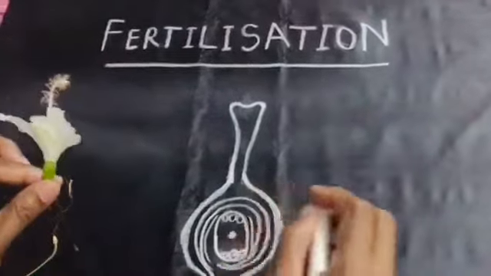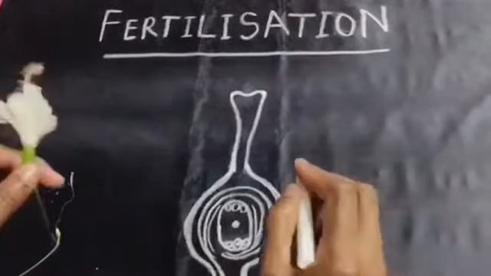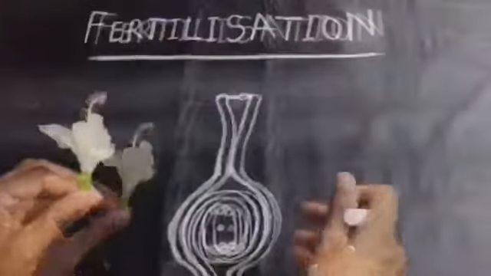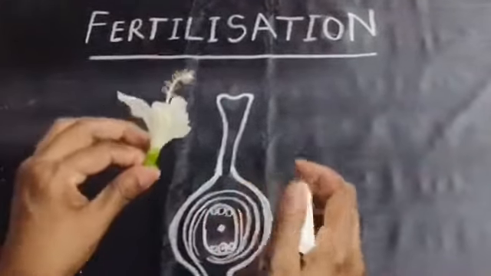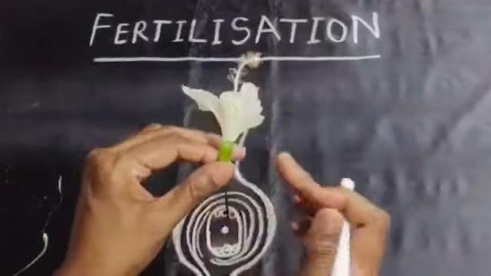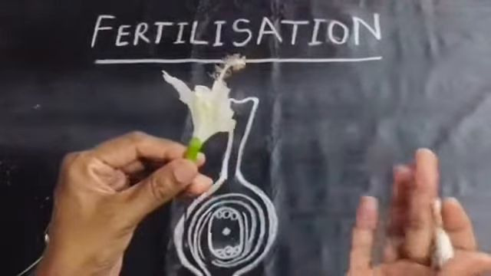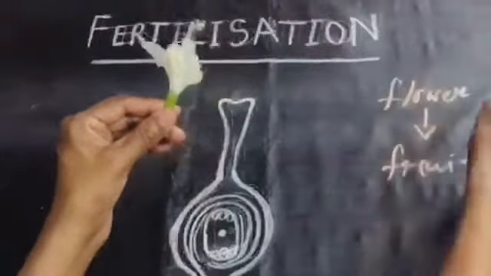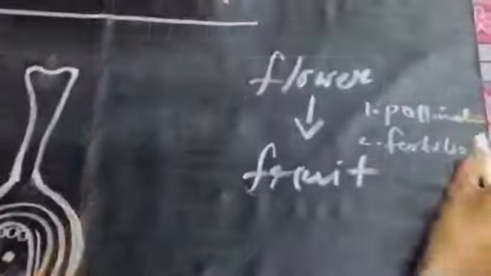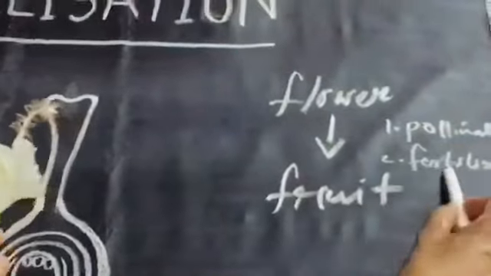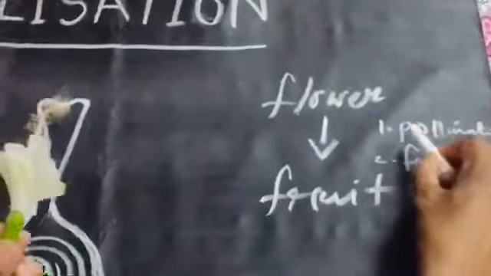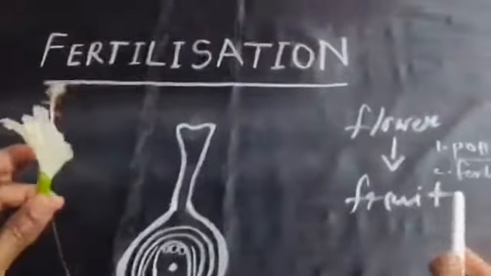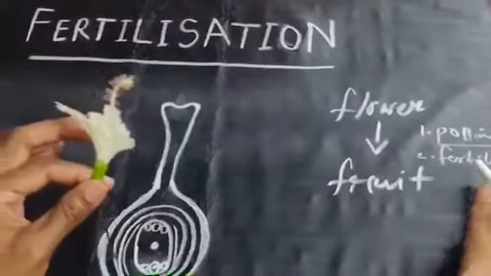Good morning, children. We are discussing the topic sexual reproduction in a flowering plant. Last video, I told you a flower, the reproductive part of an angiospermic plant, changes into fruit after two processes. Are you remembering? Pollination and fertilization. Last class we learned pollination in detail. Now we are going to study about fertilization.